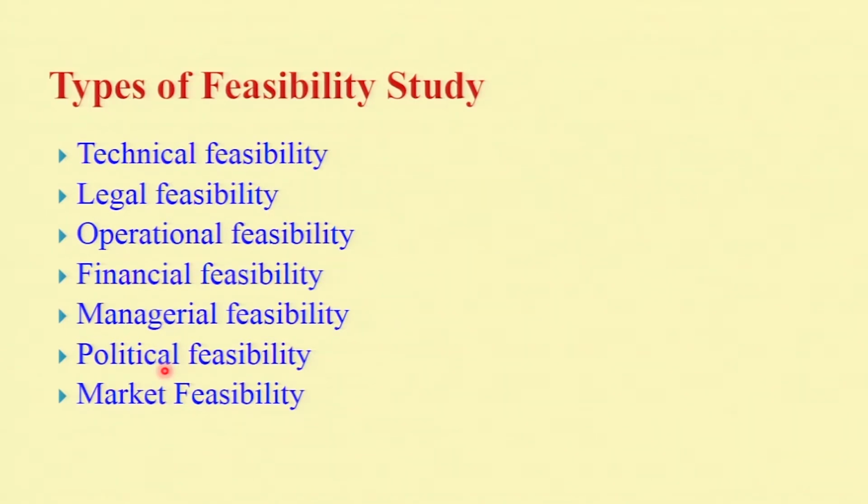So whatever you work, it should not have any kind of hindrances from the political people. So that denotes the political feasibility. Then the market feasibility. What is market feasibility? Whether whatever you work, whether this product will go out in the market well, or what sort of other products that are available in the market, how competitive your product is, how competent your product is. So to check all those things, we check the market feasibility.